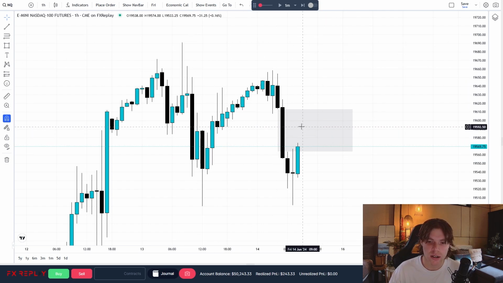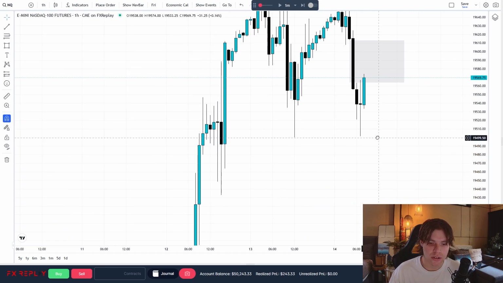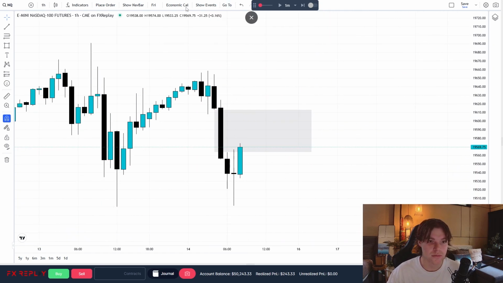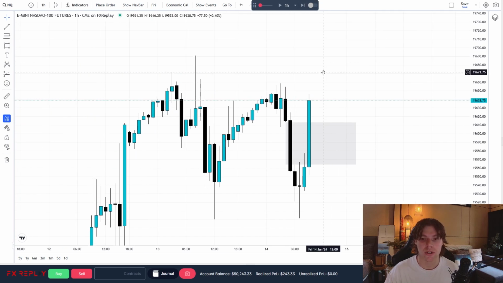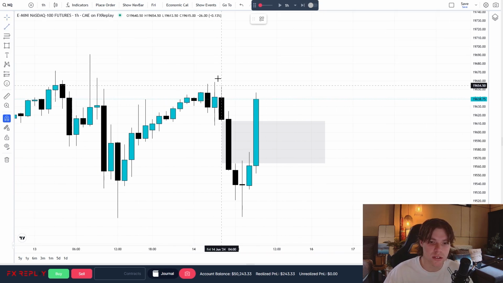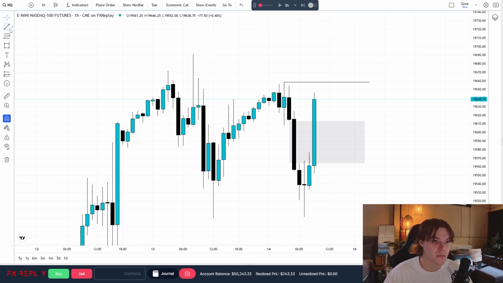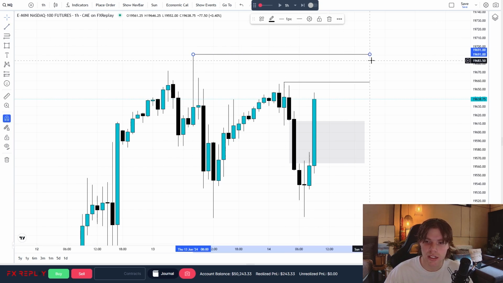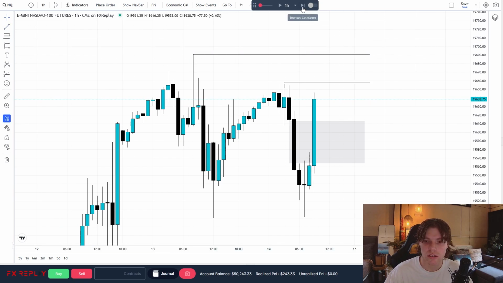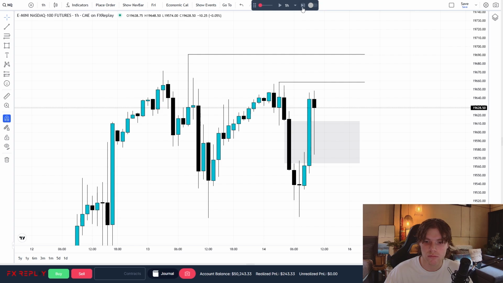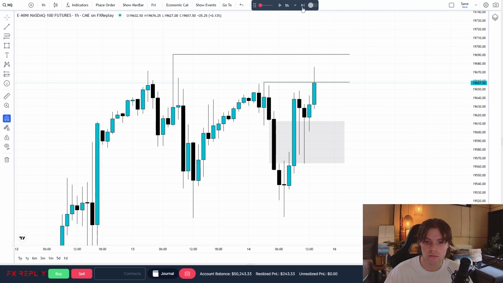If we reject it, I'll probably be expecting these lows, maybe these lows. So we'll see what happens. I'll just jump an entire hour. Okay, so we inverse that. I'm expecting these highs and these highs to be taken. Okay, so we took them.